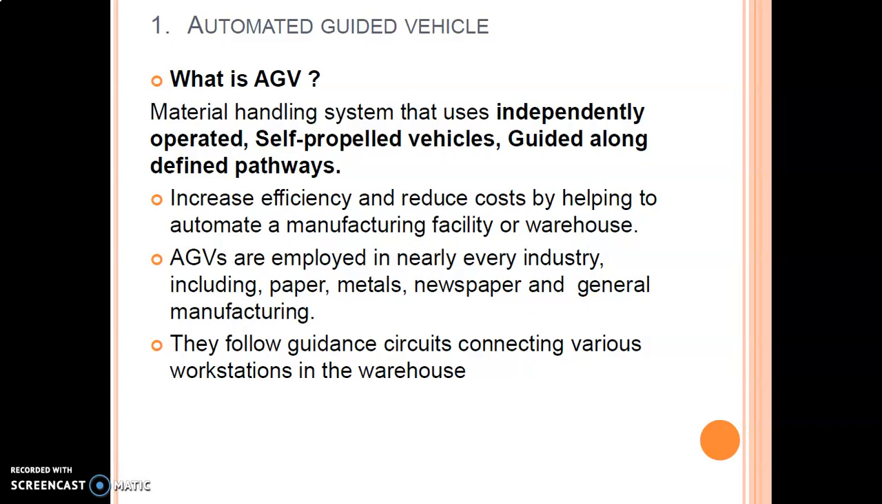It increases efficiency and reduces cost by helping to automate a manufacturing facility or warehouse. AGVs are employed in nearly every industry, including paper, metals, newspaper, and general manufacturing. They follow guideline circuits connecting various workstations in the warehouses. So many industries are using AGV technology to handle material transportation.